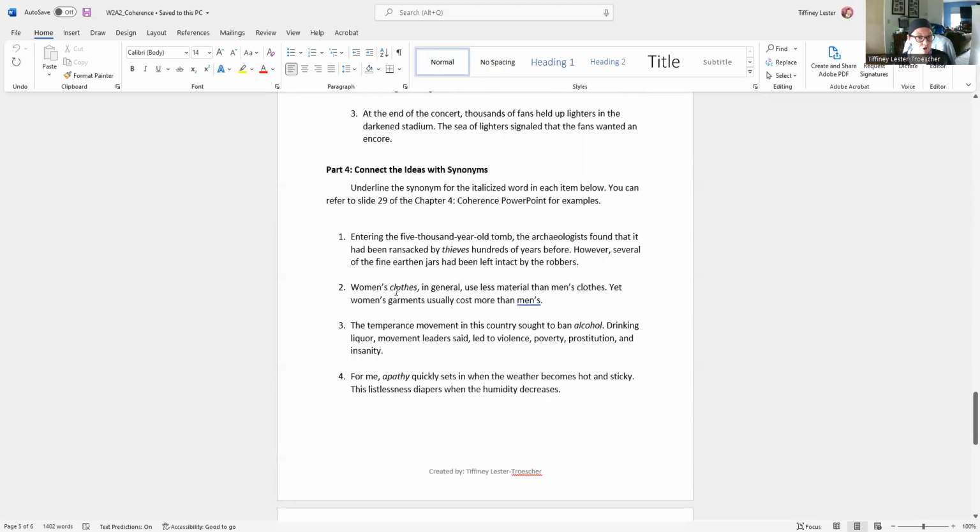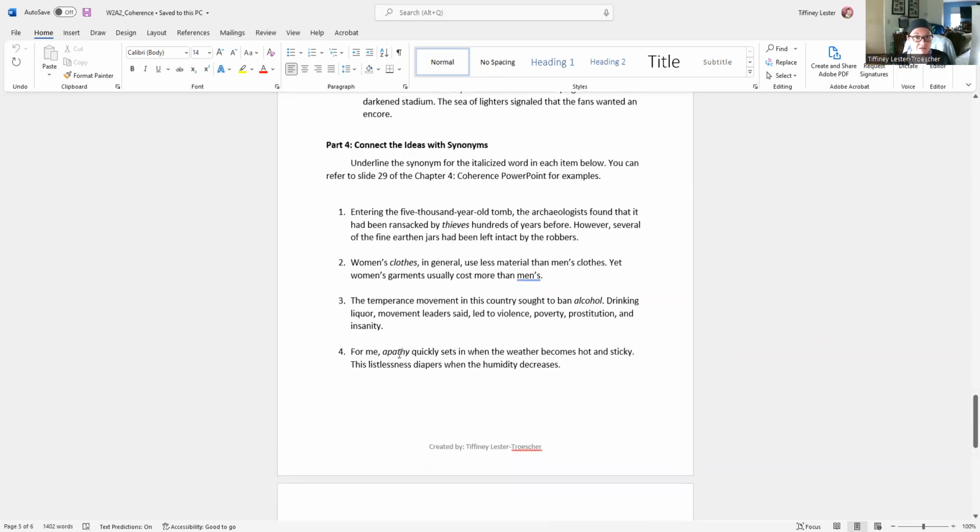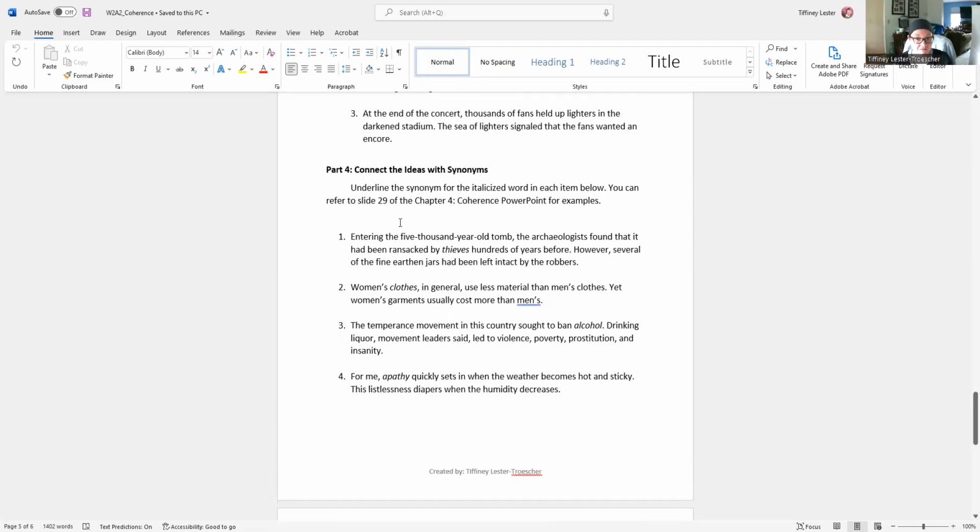Same thing for number 2, clothes is the word in italics. So what's another word in this set that means about the same thing as clothes? This one is alcohol. What's another word in this passage that means roughly the same thing as alcohol? Apathy. What's the word in this set that means basically the same thing as apathy? Right? Again, synonyms, slide 29.